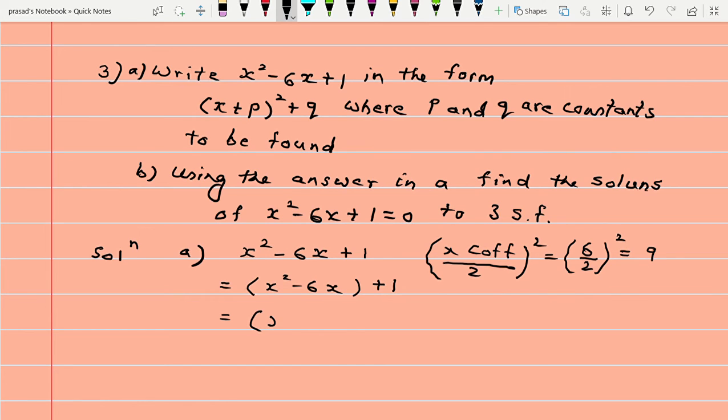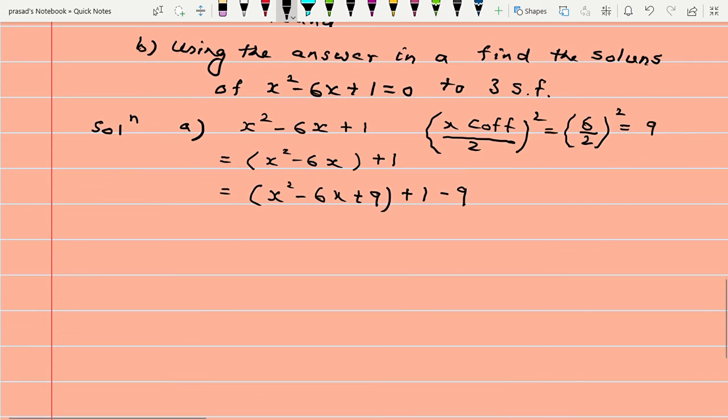Hence, what will you do? Inside the bracket, add 9. So to balance, outside the bracket we will subtract 9. So the bracket has become a complete square. So x, sign of the middle term negative, 9 is 3 square, so x minus 3 the whole square, and plus 1 minus 9 is minus 8. That means in this case, p is equal to minus 3 and q is negative 8.